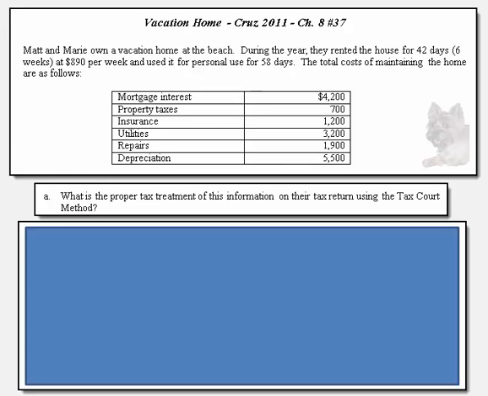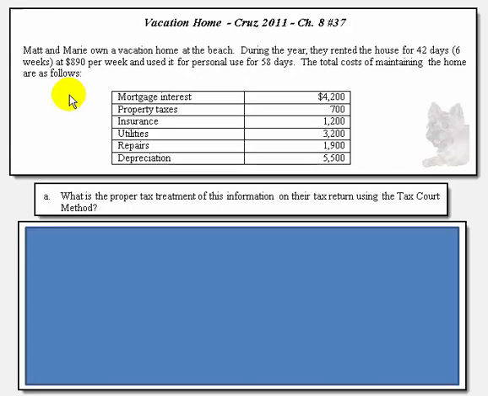Okay, let's take a look at this tax question that deals with a vacation home, and I'll read it to you, which appears right up top here. Matt and Marie own a vacation home at the beach. During the year, they rented the house for 42 days, that's 6 weeks, at $890 per week, and used it for personal use for 58 days.